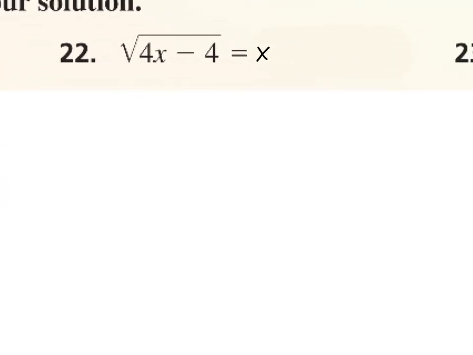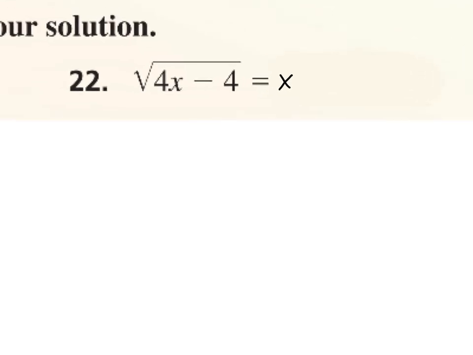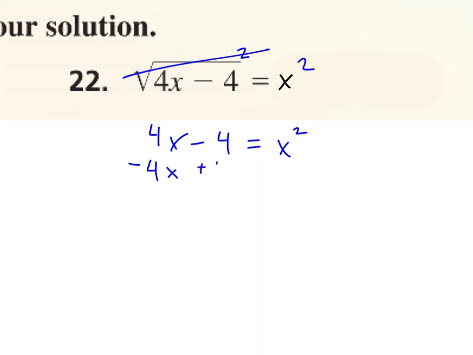All right, 22. What do we do here? Square both sides. So we always start by isolating the radical. Here it's already isolated. It's already all by itself. So to get rid of it, we square both sides. So we have 4x minus 4 is equal to x squared. What should we do next? Awesome. Subtract 4x and add 4 on both sides.